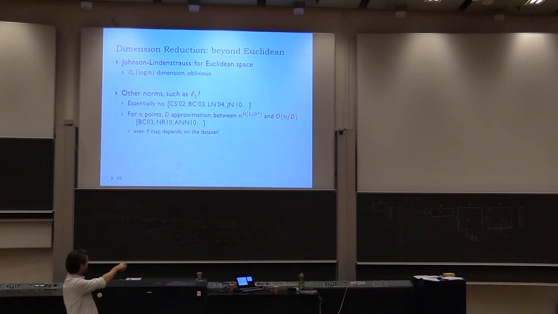The upper bound is something like n divided by D. So for constant approximation, this is nothing. This is order n dimension, which is very different from order log n. And just to quickly connect back to Graham's lecture, for a moment we can do slightly different things that look a lot like dimension reduction, but are not really dimension reduction.